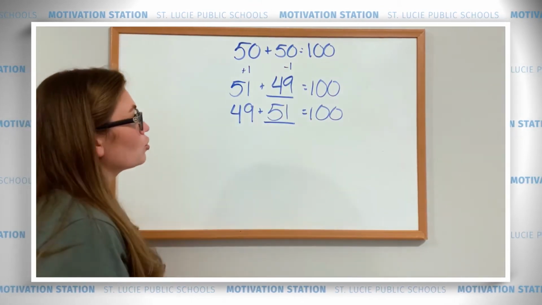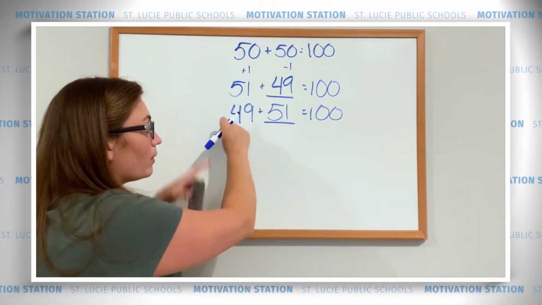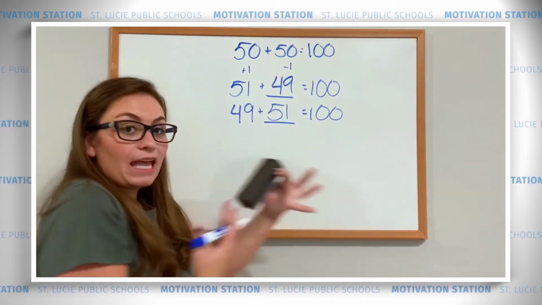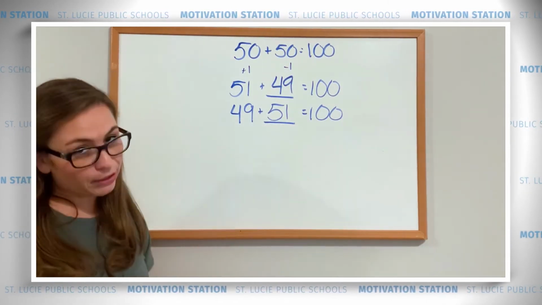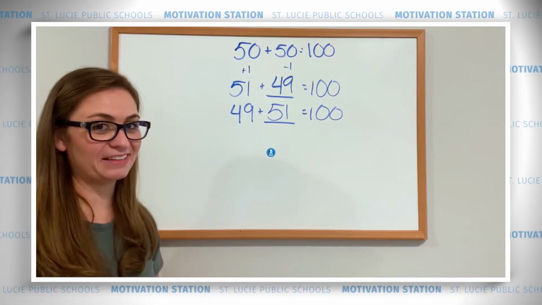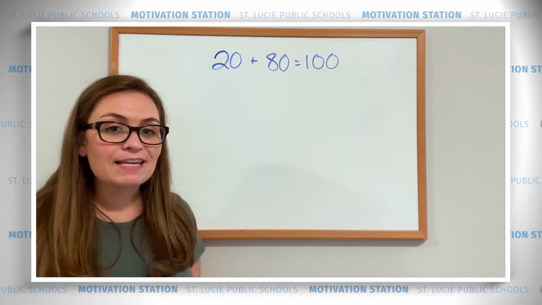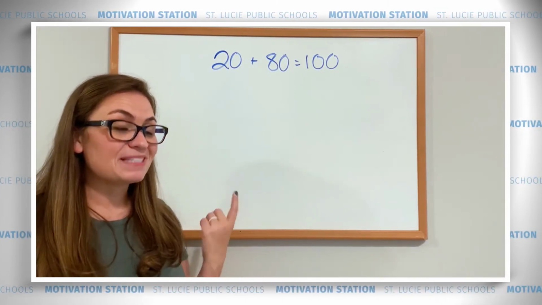And the same is true when I reversed that. When I changed 50 to 49, I went down 1. Here I went up to 51, but I gave 1 and took 1, so it still equals 100. It's pretty cool, right? I think so. We know 20 plus 80 equals 100. Let's see if that same rule we just did with 50 plus 50 works for 20 plus 80.